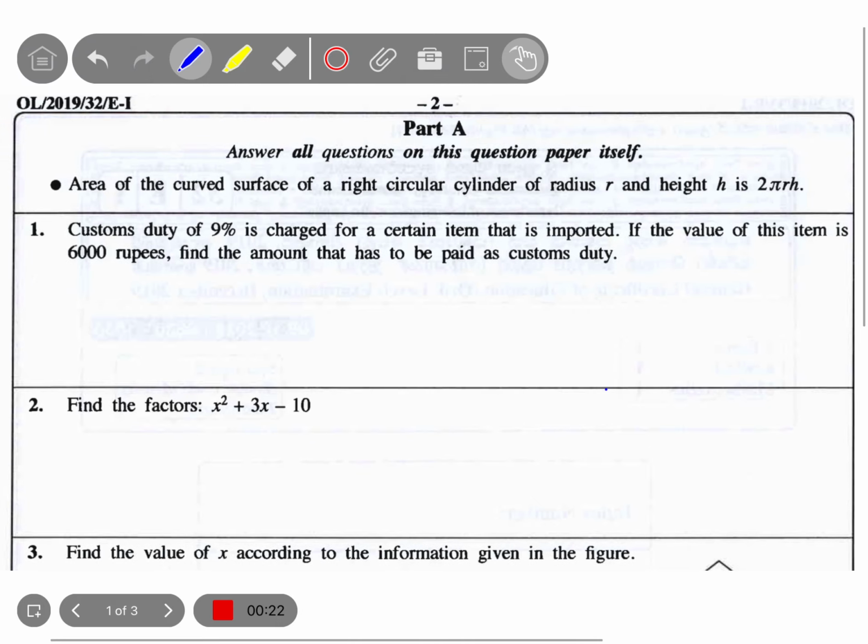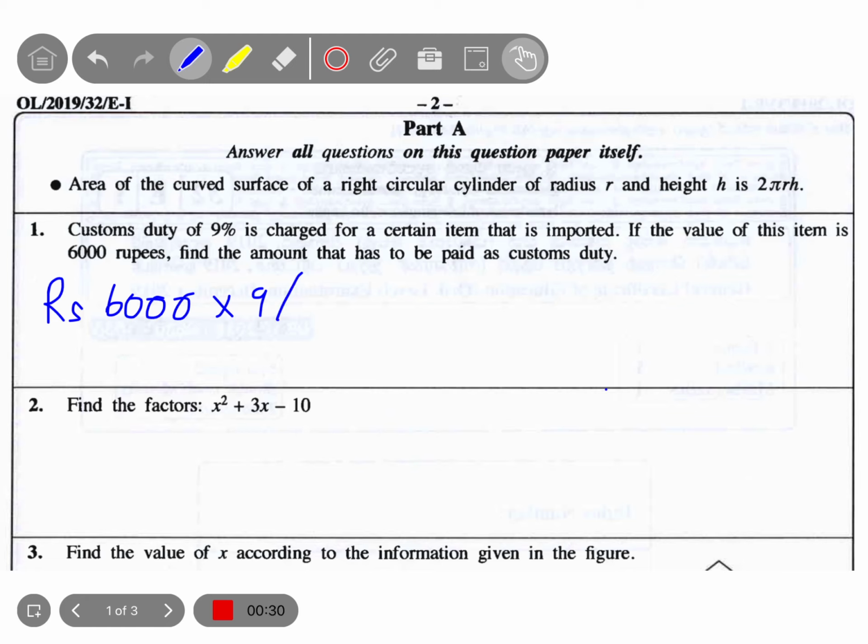Our amount is rupees 6,000, and you have to pay 9% of that amount as customs duty. This is how we calculate that. 9% means 9 out of 100, right?